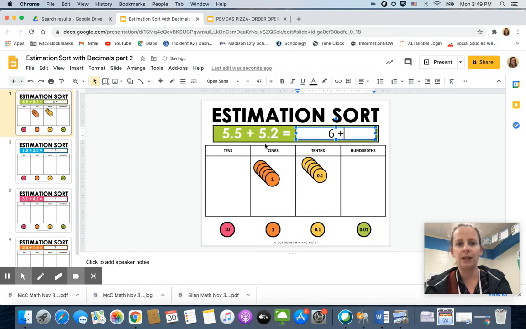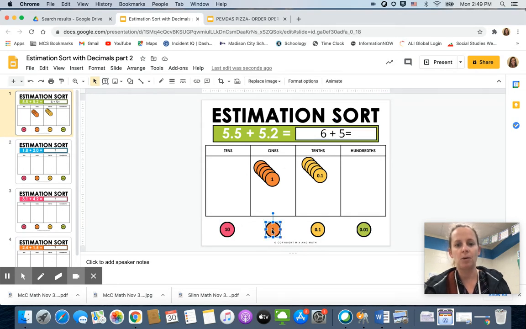Then we're going to build 5 and 2/10. And I would probably just round that one to 5. So my estimate is going to be, well, let me not hop to that quite yet. Now I'm going to build 5 and 2/10. So I want to see 5 of these ones discs. 1, 2, 3, 4, 5.